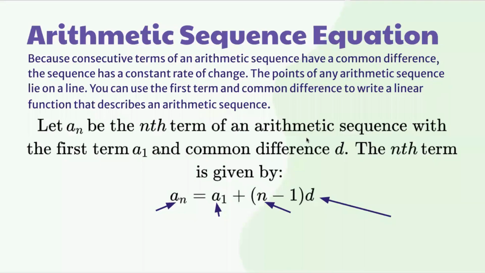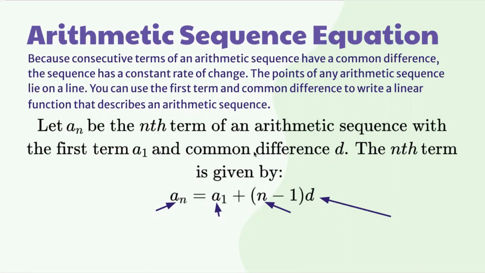So here is the arithmetic sequence equation format. It's a sub n equals a sub 1 plus n minus 1 times d. And you want to make sure that you try your best to remember this because it's going to be very useful throughout this chapter. And so because consecutive terms of an arithmetic sequence have a common difference, the sequence has a constant rate of change.